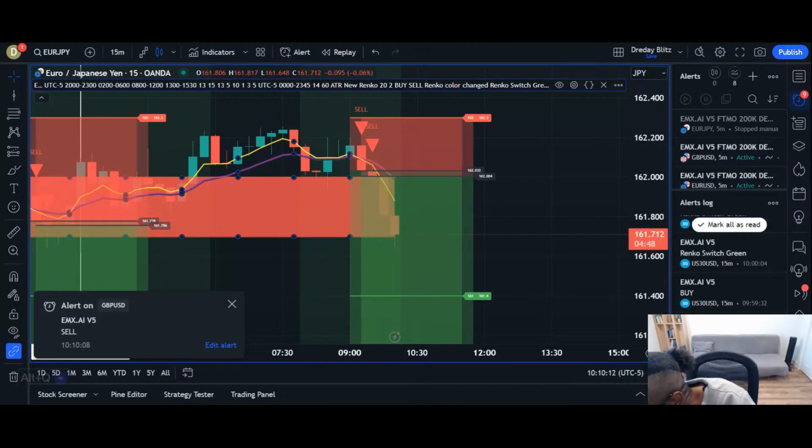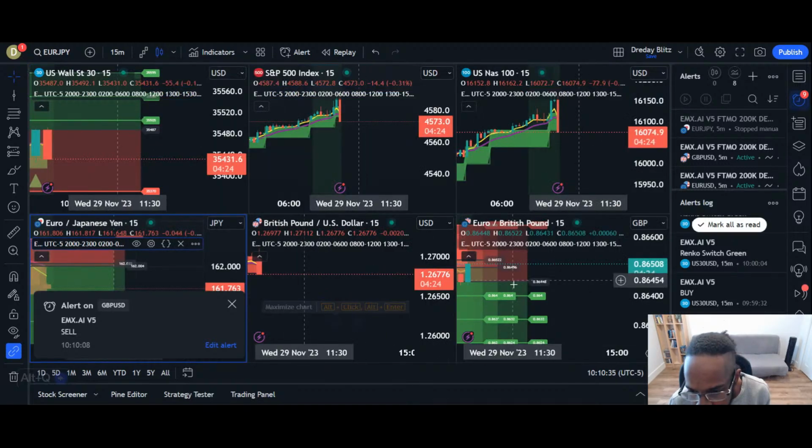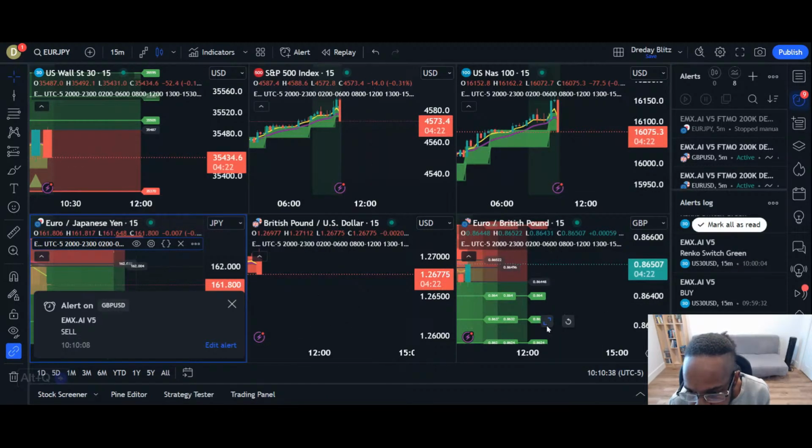So I am monitoring Euro GBP. Not in a Euro GBP sell, just looking for price action. Okay, got it. I'm monitoring Euro GBP price action. Okay, got it. That's perfect. Euro GBP.